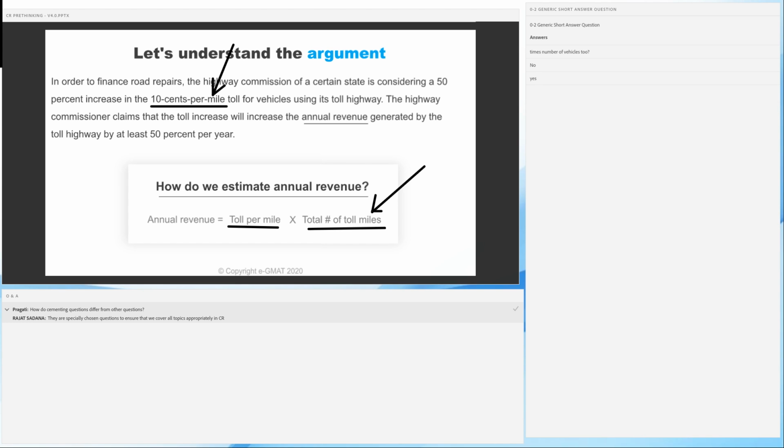For those of you who are looking at the number of vehicles, can you see how total number of toll miles already has cars built in? Average distance travel, number of cars, cost per mile. That also works. Yes, you can really total number. This is essentially your average distance travel multiplied by total number of cars, which is your total number of toll miles. Everyone can see this.